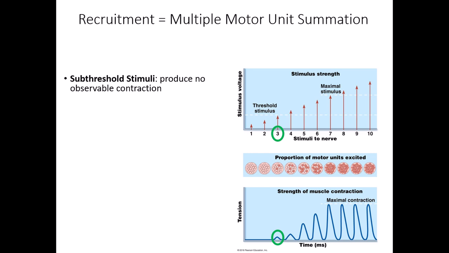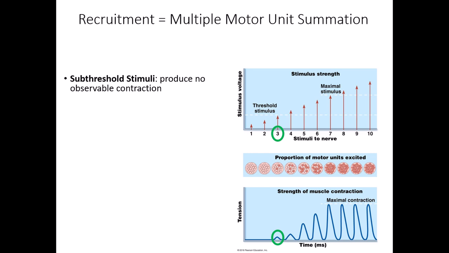So let's identify some other terms. So a subthreshold stimulus is one that is not strong enough to produce an observable contraction. So if you look at the top picture, number one, that's the first stimulus. Look at the middle picture, you've got no motor units activated. And if you look at the myogram, it's still a flat line at 0. So that was a subthreshold stimulus. Remember, sub means below.